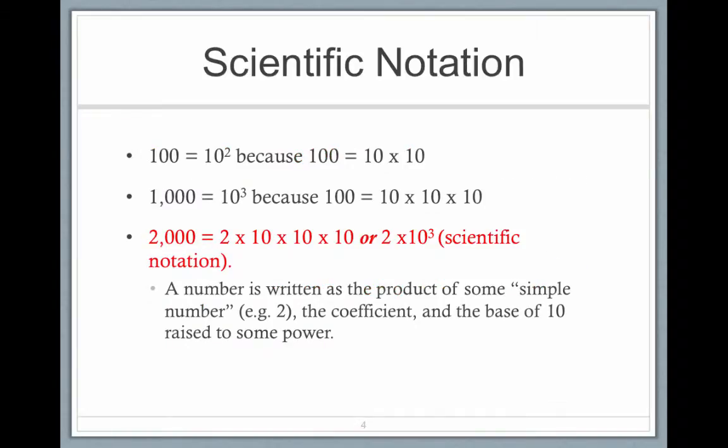So 100 equals 10 squared because 100 equals 10 times 10. 1,000 equals 10 to the third. 2,000 equals 2 times 10 to the third in scientific notation. So a number is written as the product of a simple number, that is 2, also known as the coefficient, and the base of 10 raised to some power.